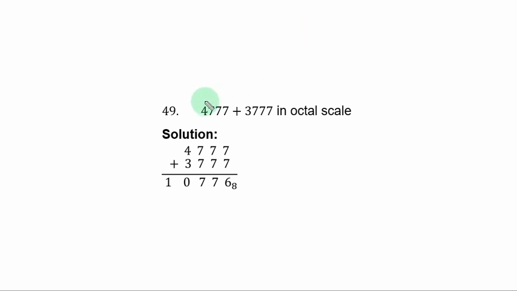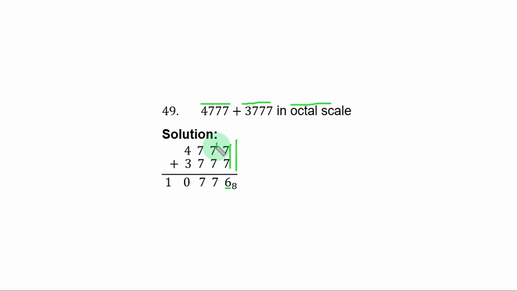Example 49, we have 4777 plus 3777 in octal scale, that is base 8. You arrange the numbers for addition properly and you add. 7 plus 7 is 14. It cannot be written down. You divide 14 by 8. You have 1 remainder 6. You write down the 6 and you take 1 forward. So when you add 7 plus 7, 14, plus the 1 you carried, you get 15.